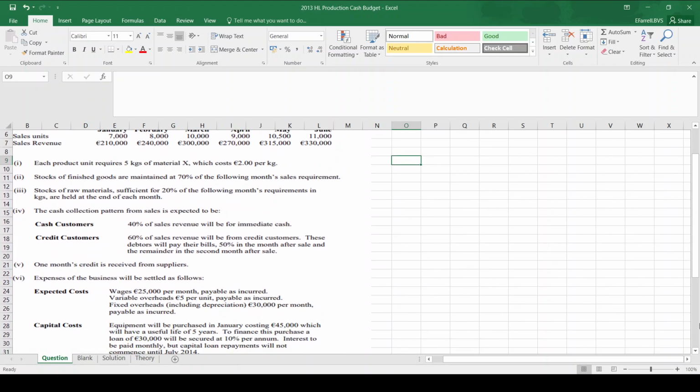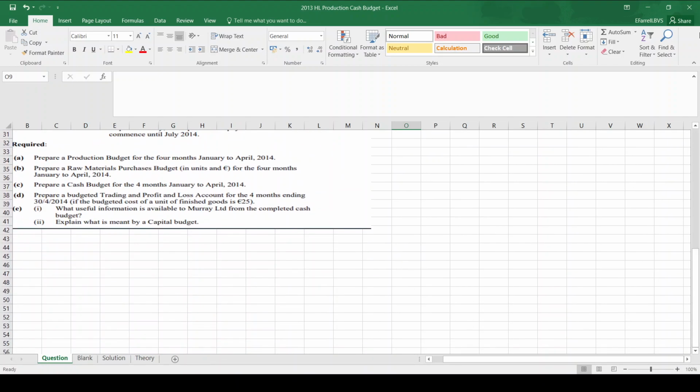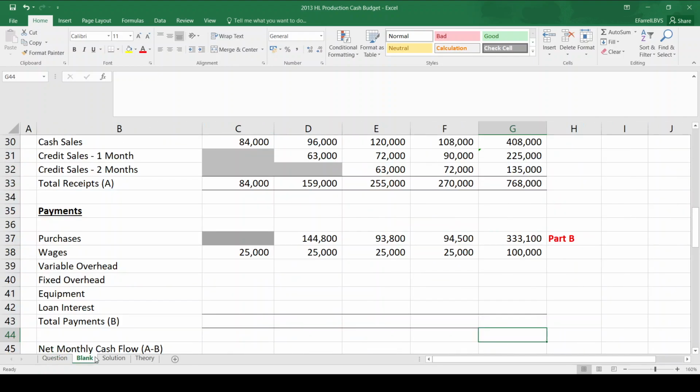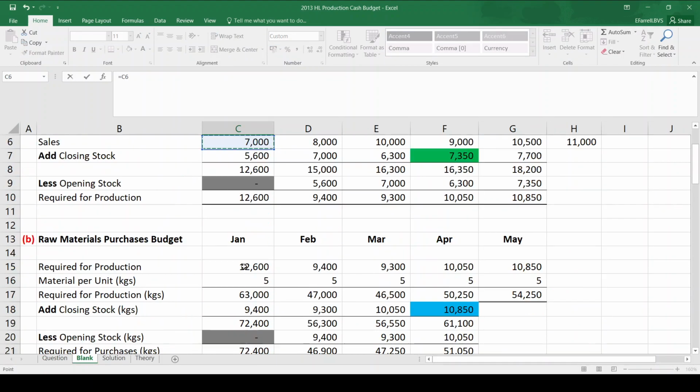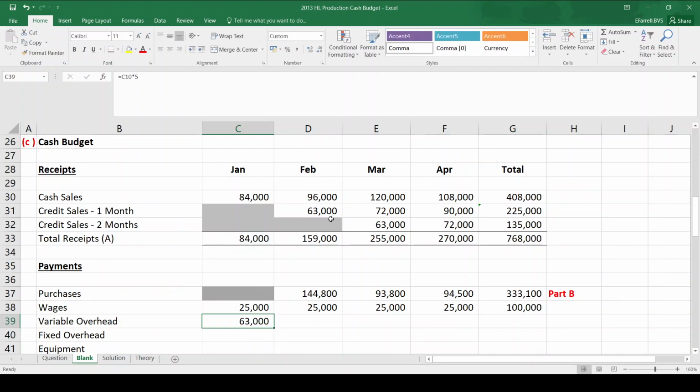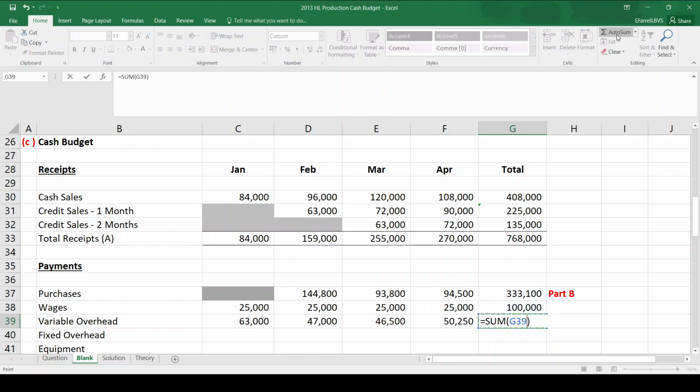We need to be very careful here when we're doing this. We just get the units and we multiply them by 5, but you just need to be careful which units. You're multiplying the units produced from Part A by 5, not the sales units. So we're going to go back up to Part A, and I'm going to multiply the 12,600 by 5. The next month, 9,400 by 5, and so on, not the sales units, because the cost is associated with the units that we actually produce. So that's going to be 63,000, and again, I'm just going to multiply all of those by 5 from Part A and add them up.